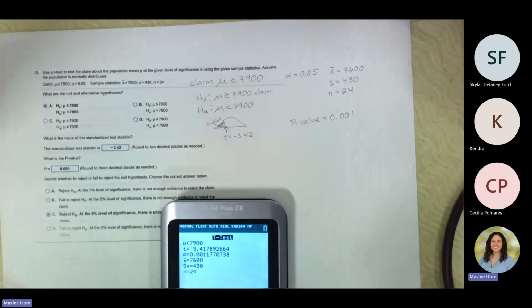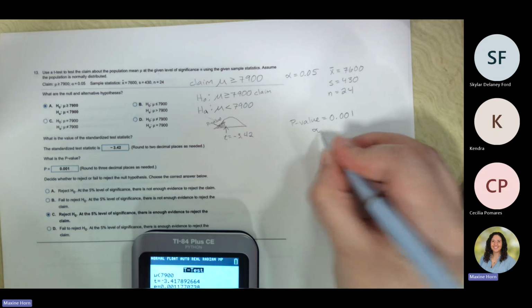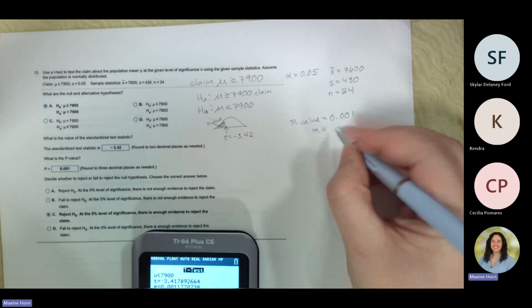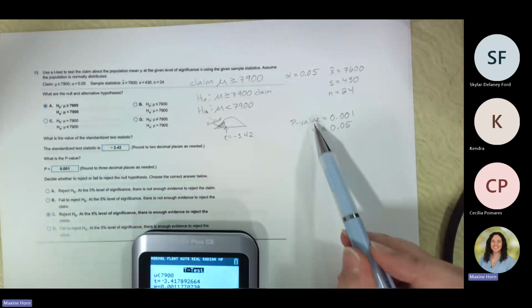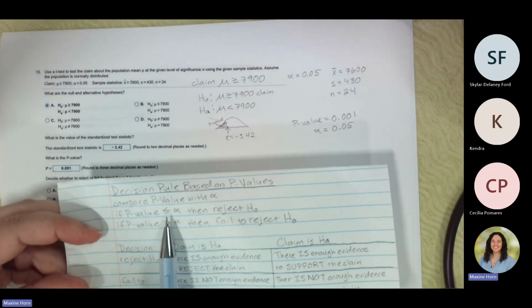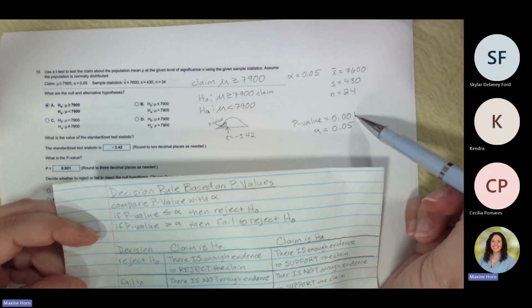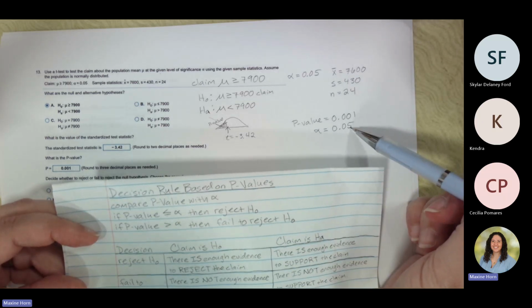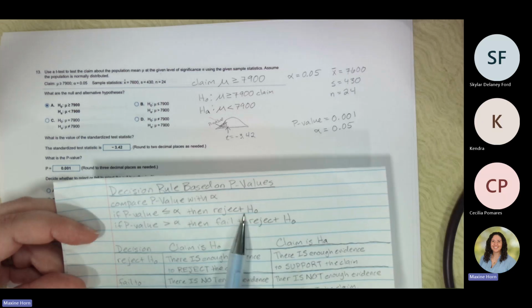Okay, so we're going to compare, and I don't always rewrite this, but if you find it helpful, go ahead and rewrite your level of significance right next to your p-value if it helps you to compare them. We want to compare, is the p-value less than or equal to alpha, or is it greater than alpha? So this p-value is less than this alpha. So that falls into this, less than or equal to alpha, which means we're going to reject the null hypothesis.